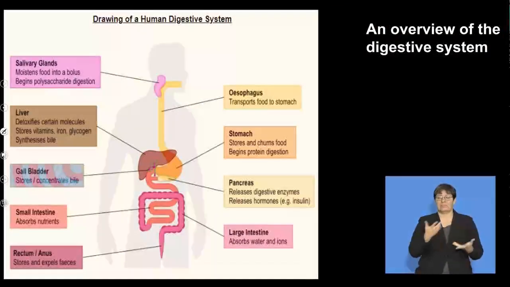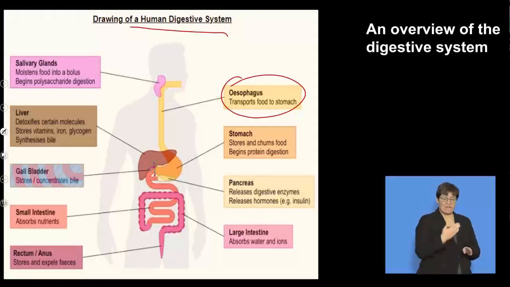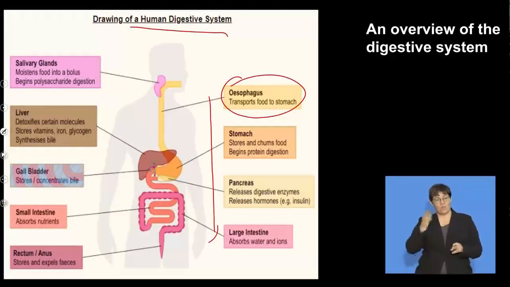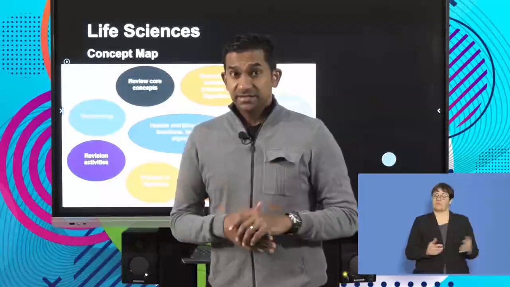And so, as we wrap up, it's important that we look at this as an overview of the digestive system and look at each organ and their function, as well as note the pathway that food moves through. Well guys, that's a wrap for this segment.